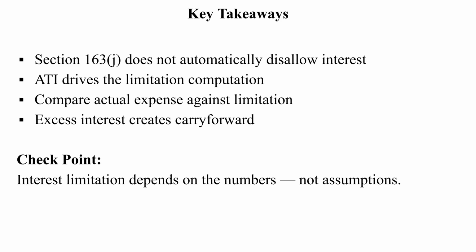Here are the key takeaways. Section 163J does not automatically disallow interest. ATI drives the calculation, and any excess interest may create future carry-forwards. The numbers determine the result.